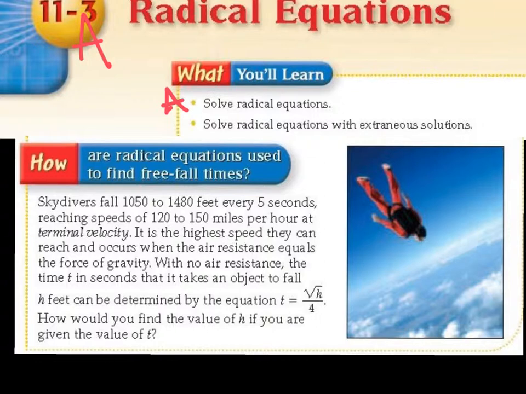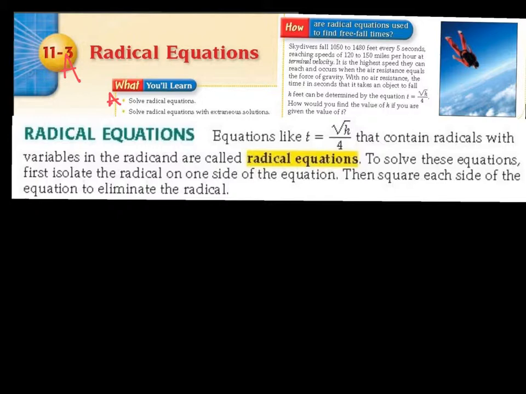of gravity. With no air resistance, the time t in seconds it takes an object to fall h feet can be determined by the equation t equals the square root of h over 4. How would you find the value of h if you were given the value of t? Equations like t equals the square root of h over 4, which contain radicals with variables in the radicand, are called radical equations. To solve these equations, first isolate the radical on one side of the equation, then square each side of the equation to eliminate the radical.